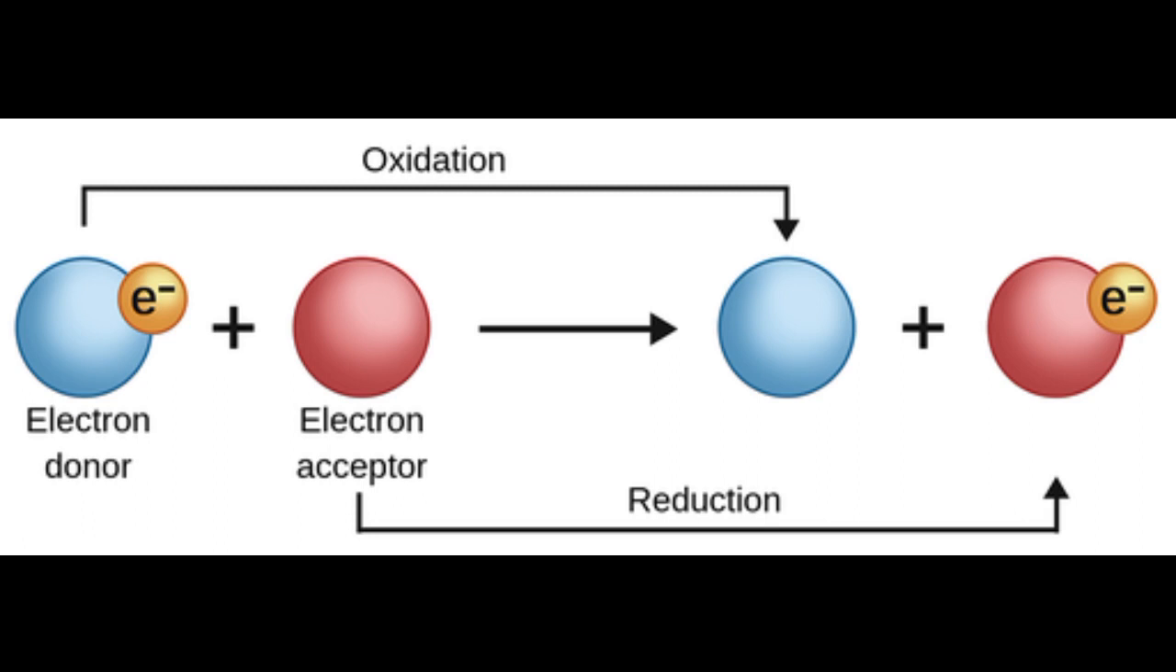It undergoes reduction. In this example, hydrogen acts as the reducing agent since it causes the reduction of chlorine, and chlorine acts as the oxidizing agent since it causes the oxidation of hydrogen.